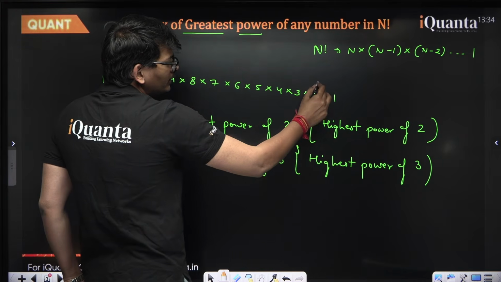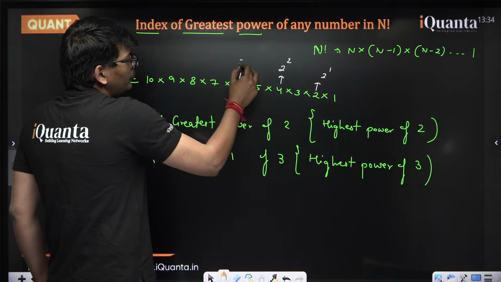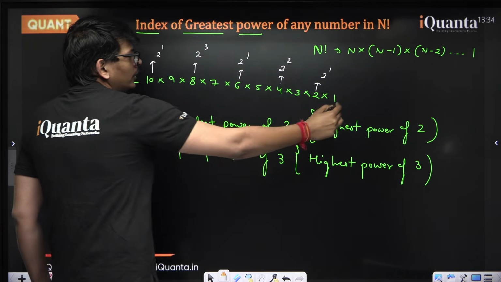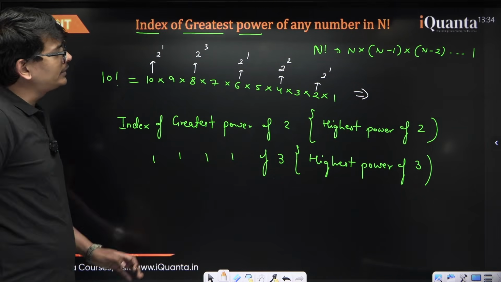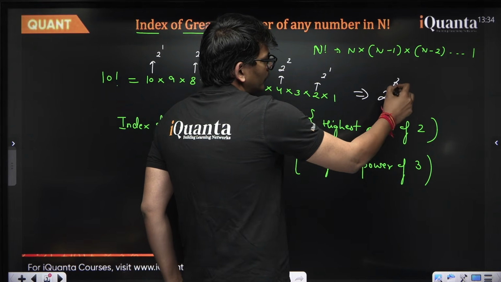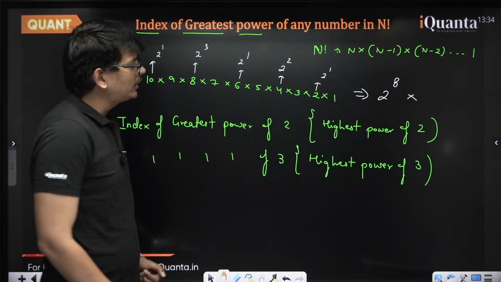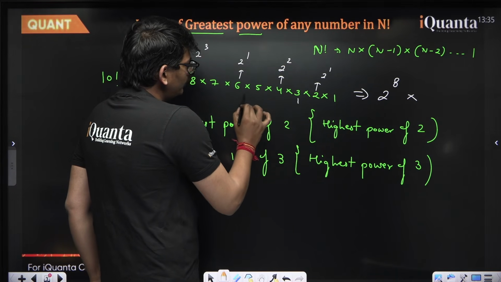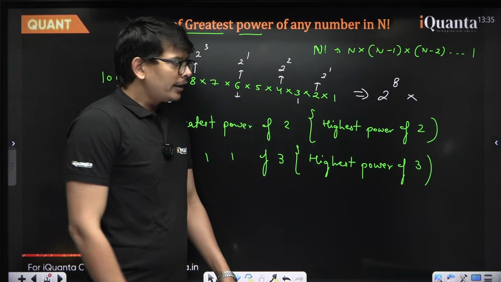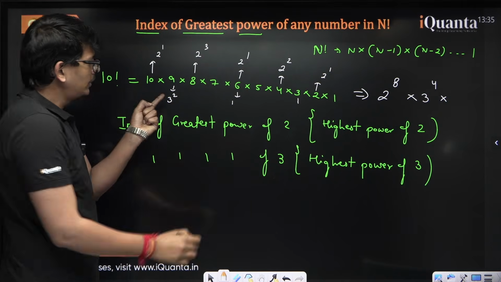You can see there is 1 power of 2 here, 2 powers of 2 here, 1 power of 2 here, 3 powers of 2 here, and 1 power of 2 here. If you simplify this, you can see how many powers of 2: 4 and 4, 8. So this can be written as 2 raised to the power 8 into, similarly if I ask you the power of 3, 1 here, 1 here, 2 here. So this is 3 raised to the power 4, 1 plus 1 plus 2, right?